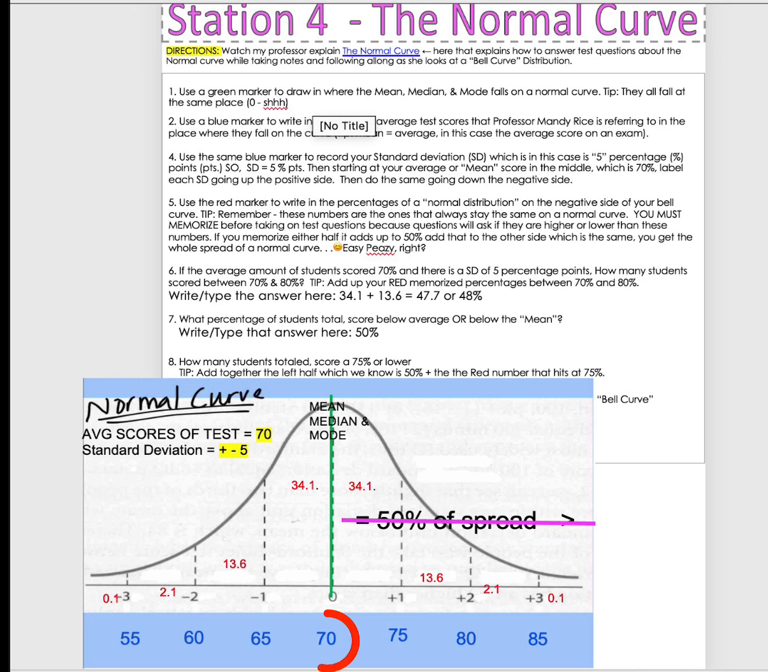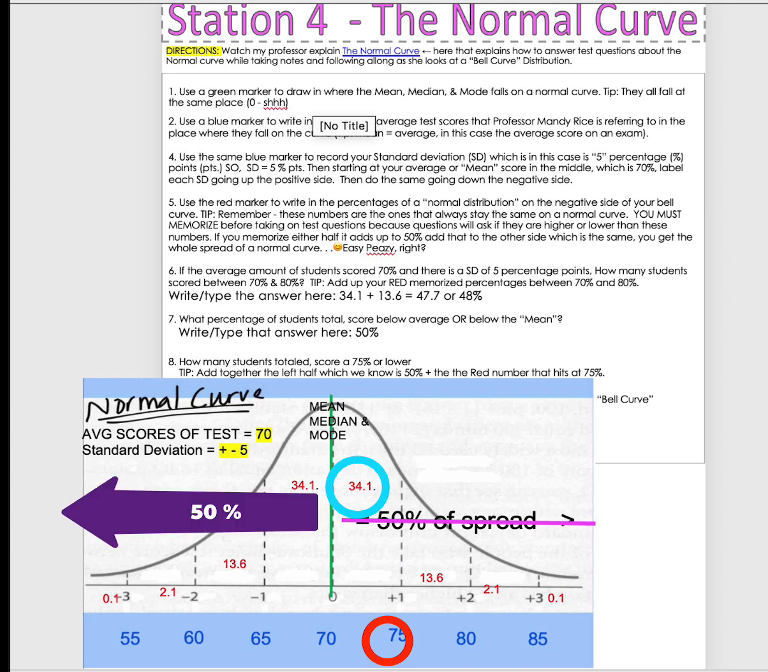Okay, number 7 asks what percentage of students total scored below the average or below 70%. And we know that 70% is here, so everything under it is, we know, half of the normal curve, which equals 50%. Okay, and finally, the last question, how many students totaled scores 75% or lower? So we have to go to 75% and use this dotted line here. So 34.1%, and then the whole other half, right? Plus 50% equals about 85%.